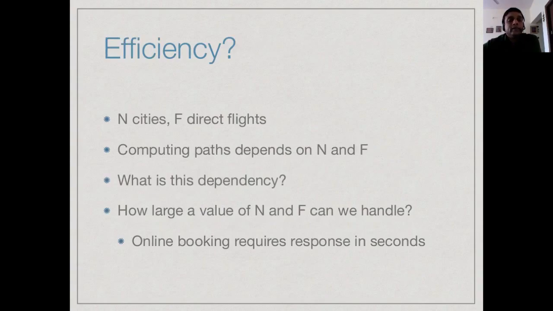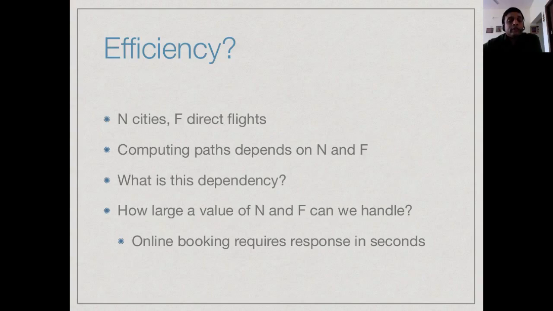Now, in terms of efficiency, we have to look at what are the things that determine the complexity of the problem. It's fairly obvious in this particular case that if we have more cities, the problem is more complicated. So the number of cities, which we can call n, is certainly one parameter which determines how long the algorithm is going to take to run.